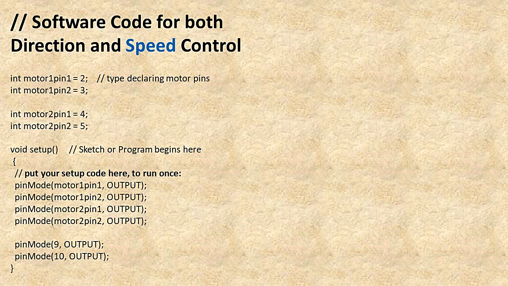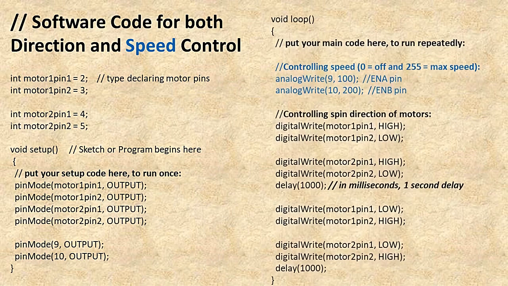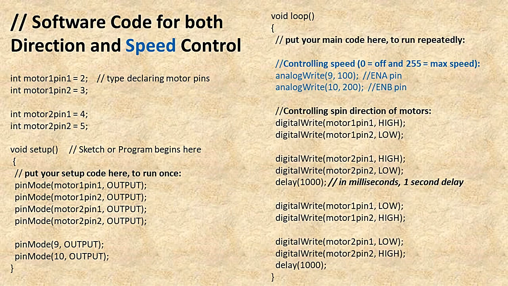pinMode motor1pin1 OUTPUT, pinMode motor1pin2 OUTPUT, pinMode motor2pin1 OUTPUT, pinMode motor2pin2 OUTPUT, and pinMode 9 OUTPUT, pinMode 10 OUTPUT. These are nothing but declaring the pin function as output. Void loop. Put your main code here, that will run repeatedly.